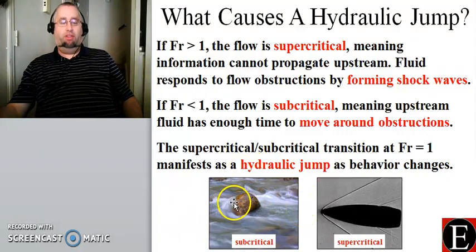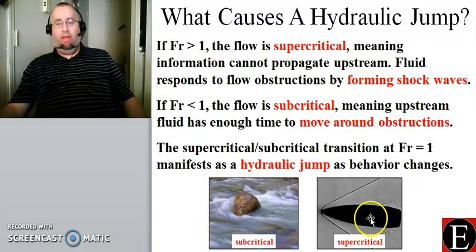This bulge of fluid forms because the fluid is moving slowly enough that the presence of the rock can be propagated upstream, and so the fluid knows that the rock is there, and it can form that bulge, get out of the way, and create this subcritical wake around the rock. So that's one extreme. That's subcritical flow, Froude number less than 1.